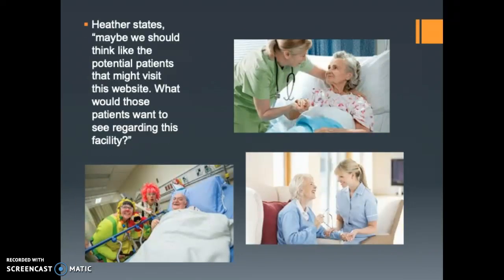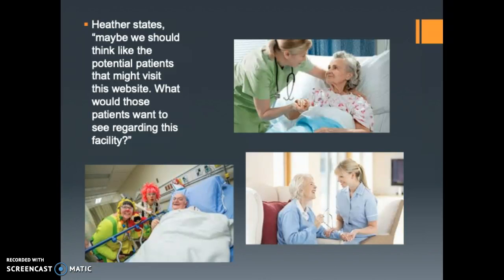In our fourth scenario, Heather states, maybe we should think like potential patients that might visit this website. What would those patients want to see regarding this facility? And then we have many pictures here. We have a nurse up top there, and also underneath on the right-hand corner there, showing care for their patients. Also on the left-hand corner there, we have a goofy dress-up, trying to bring a joyful, happy smile to a patient there.